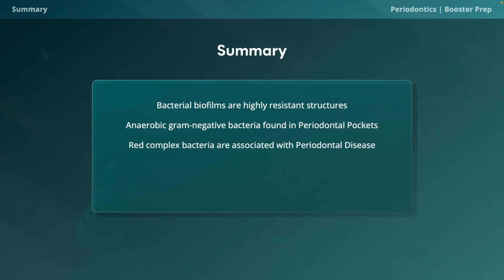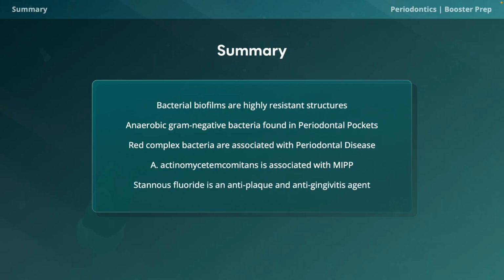You should know the 3 red complex bacteria. Next, you should know about the bacteria AA and its association with molar-incisor pattern periodontitis. And lastly, you should know about stannous fluoride because it's anti-plaque and anti-gingivitis.